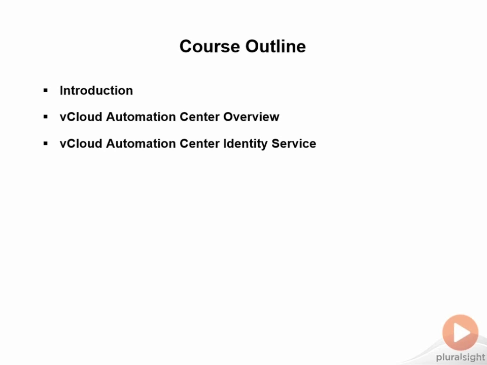Next, we'll talk about one of the key components of VCAC, which is the identity service. So vCloud Automation Center uses authentication between the components and also between other endpoints and vSphere components. So we'll go over the identity service and how it handles authentication, certificate checking, permissions, and roles. We'll get really in depth on that.